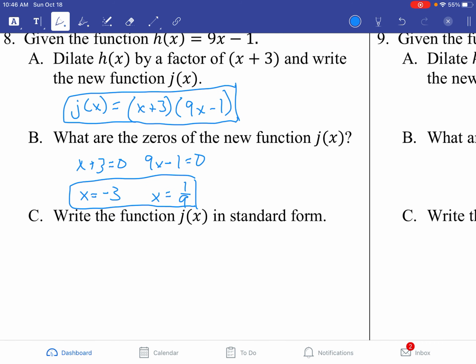Now write the function j of x in standard form. Now we're going to have to multiply it out. We have x plus 3 and we have 9x minus 1.